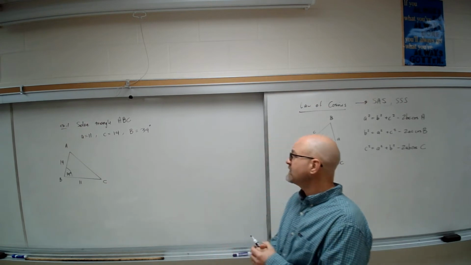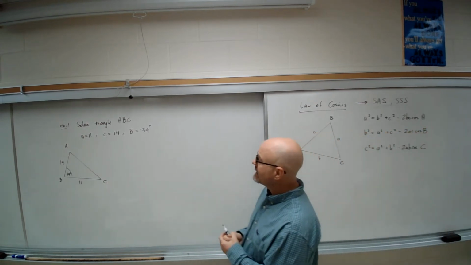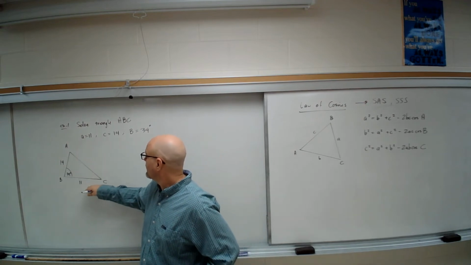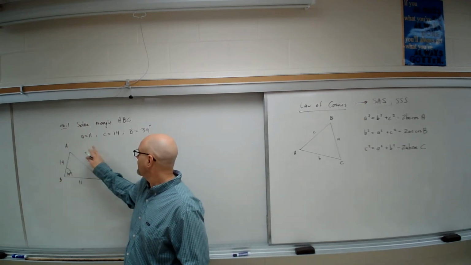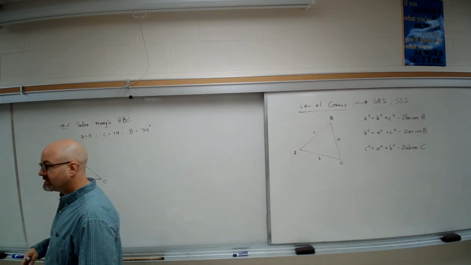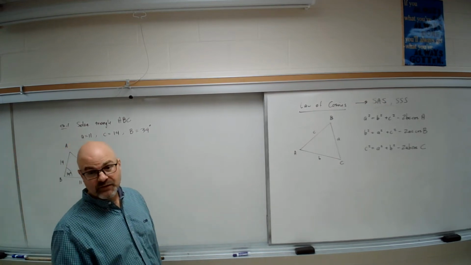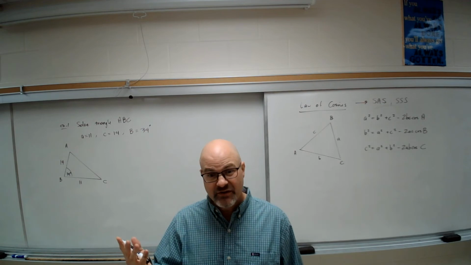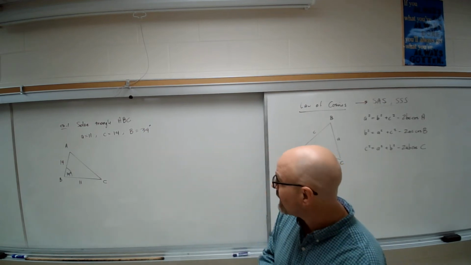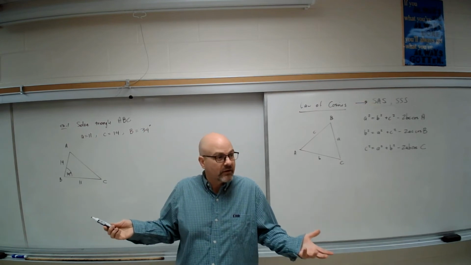All right, so first example, we're given 3 facts about a triangle. We're told that side A is 11, went ahead and labeled it. Side C is 14, went ahead and labeled it. Angle B is 34 degrees. As we look at this, again, I would always try to use the law of sines first. It's easier, the formula is easier to use, it's less typing in your calculator, but here we have no angle side pair, so it's not going to work.